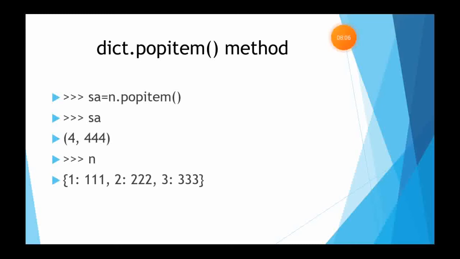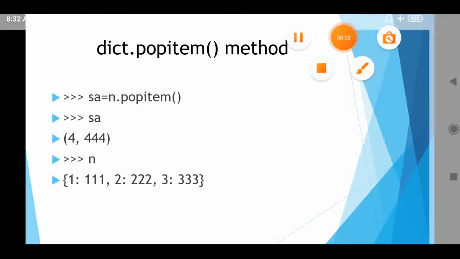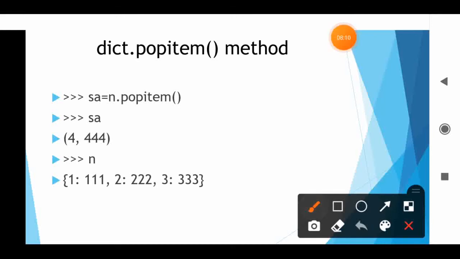Dictionary name dot popitem. What is the dictionary I have created? SA. Okay, see, listen. SA is a variable. I have created the dictionary whose name is N. Okay, N dot popitem.